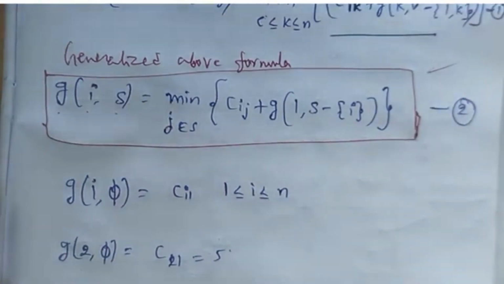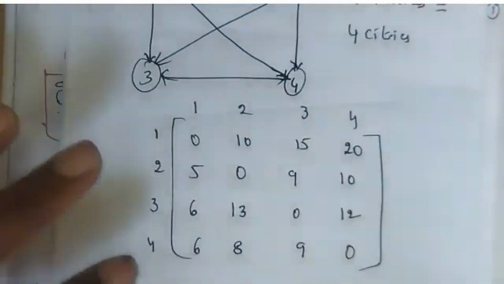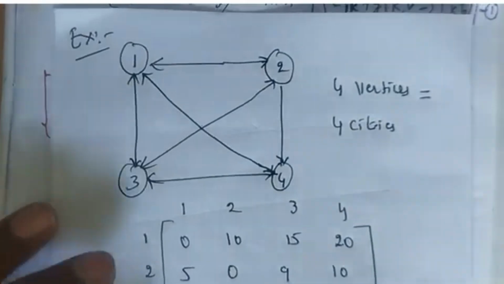Okay, this is the standard formula. Now we will take one example. We will implement that example in the live class only. Okay, see here, this is the example.